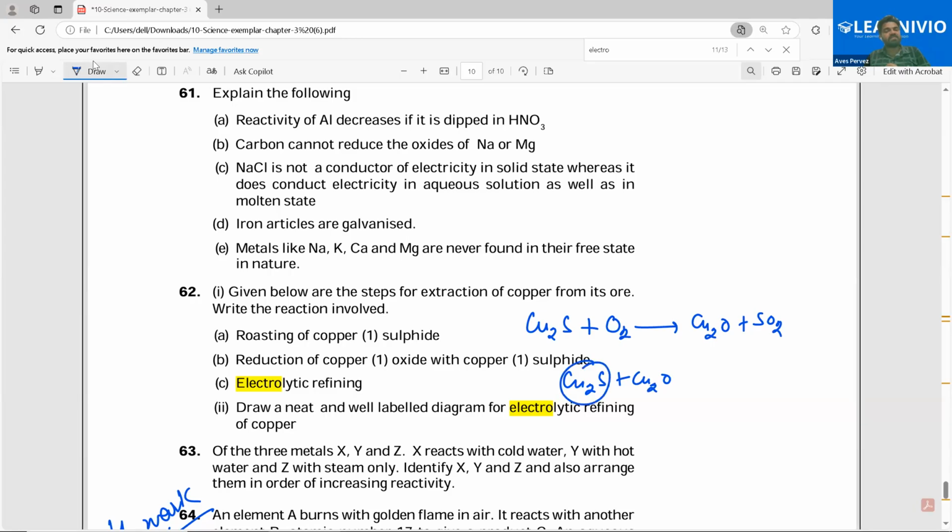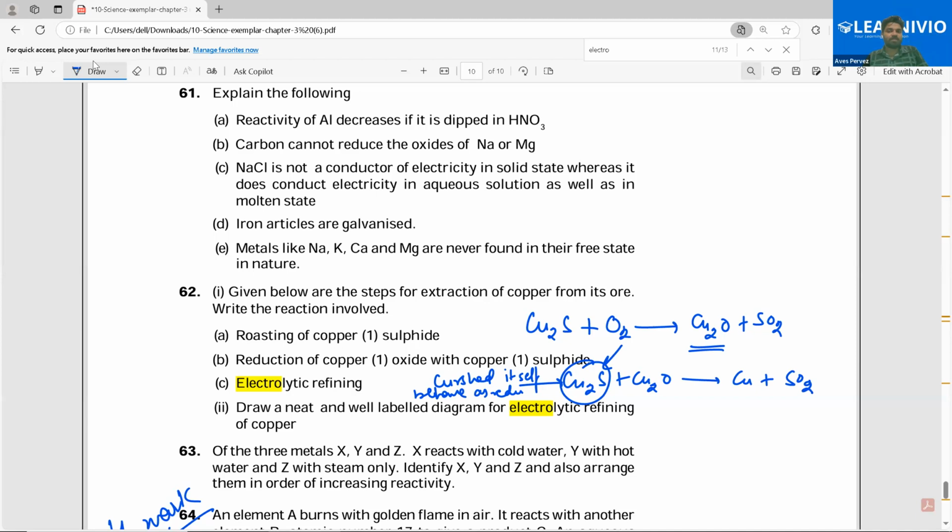Here the crushed ore itself behaves as a reducing element. I have taught you previously also. The crushed ore itself behaves as a reducing element. So we'll get pure copper and sulfur dioxide. So we don't need oxygen, we don't need carbon or other metals for the reduction of copper oxide to get copper. The crushed ore in the container behaves as a reducing agent. Then reduction of copper oxide with copper sulfide, we'll do this one.